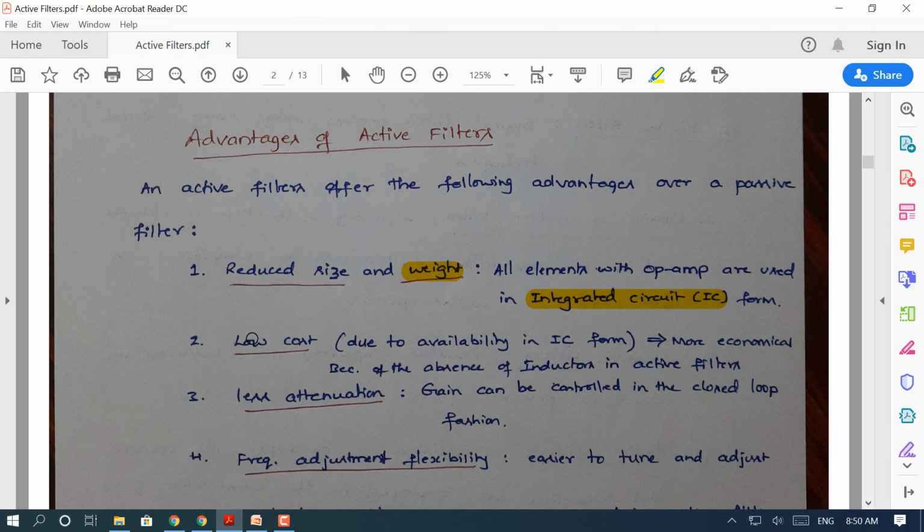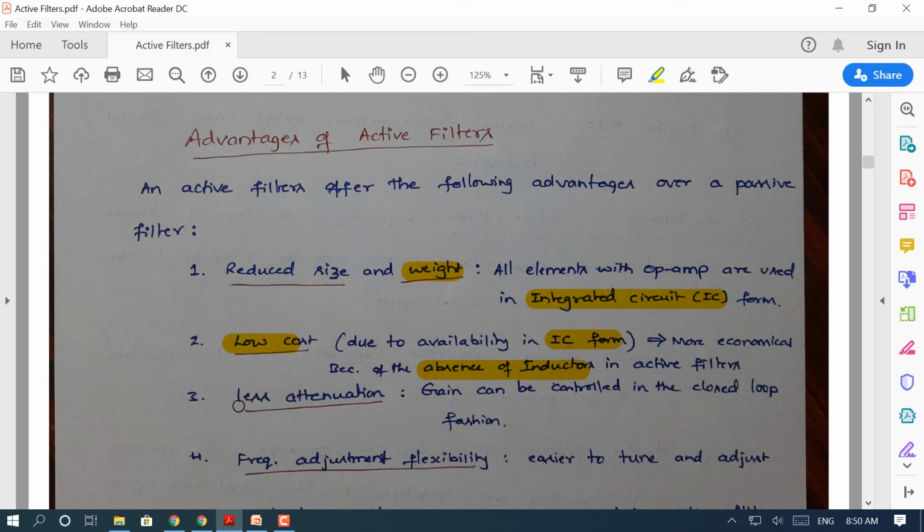Active filters are of low cost due to availability in the integrated circuit form. Low cost in the sense that it's more economical because of the absence of inductors in active filters. That's the second advantage of active filters, low cost.